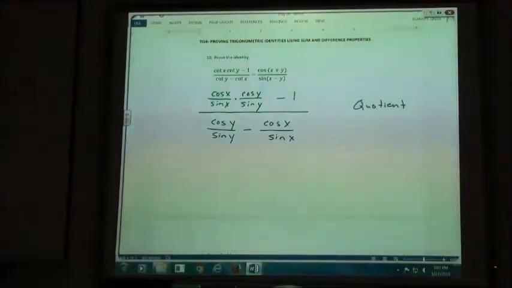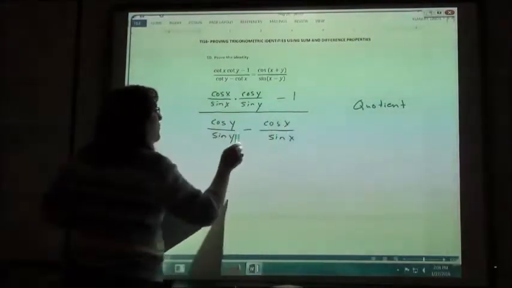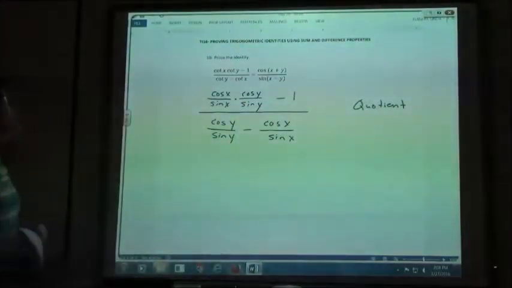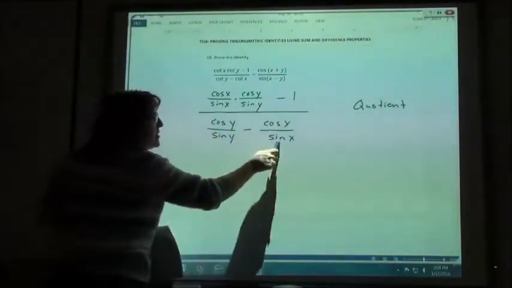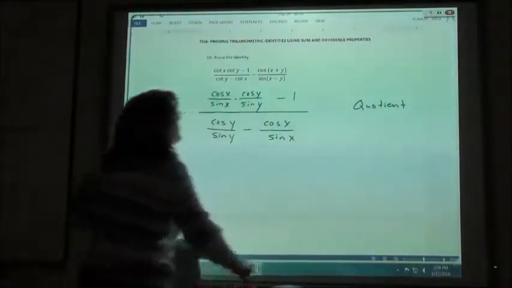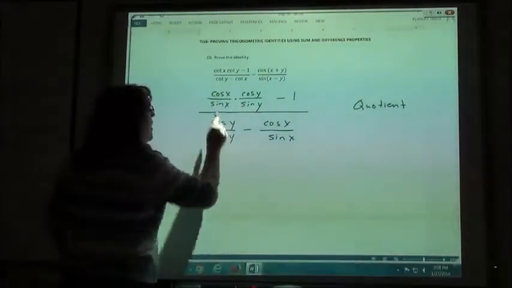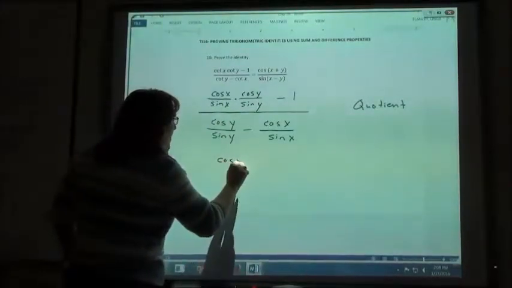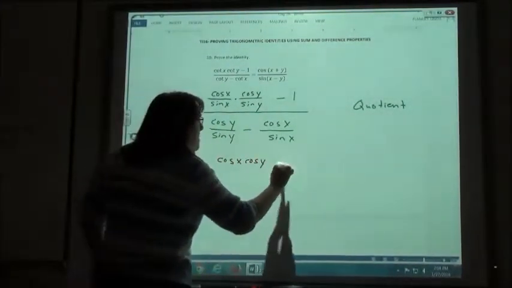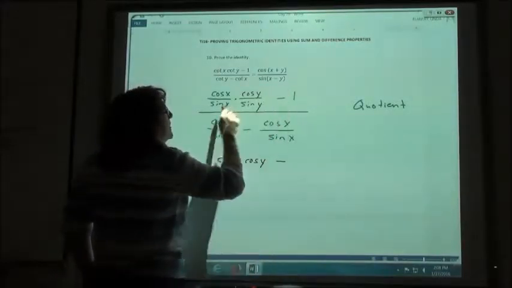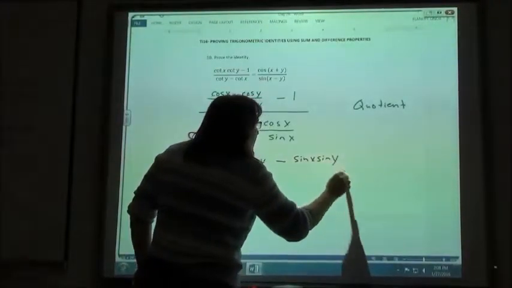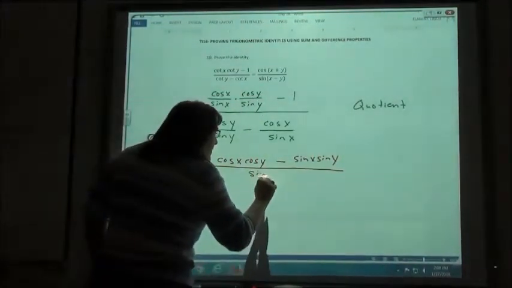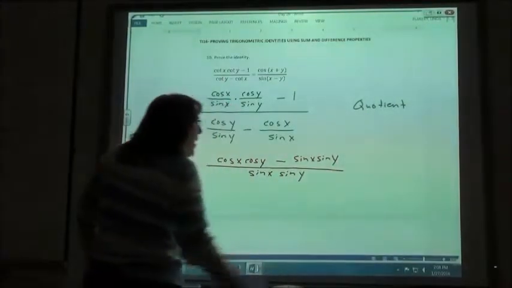The next step there, I want to basically make this into one fraction by using my common denominator, sine of x, sine of y. Same thing here, sine of x, sine of y. So I'm just going to do some algebra. So in this case, I'm going to have cosine of x, cosine of y, minus, and I'm going to have to take this times the sine of x, sine of y. That's going to put that all over sine of x, sine of y.